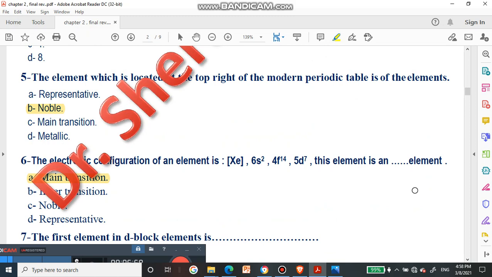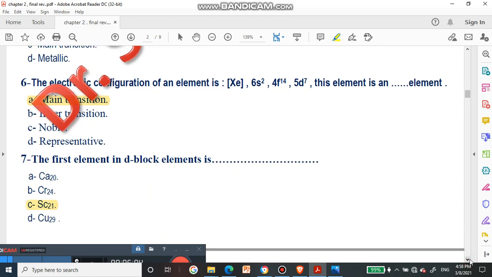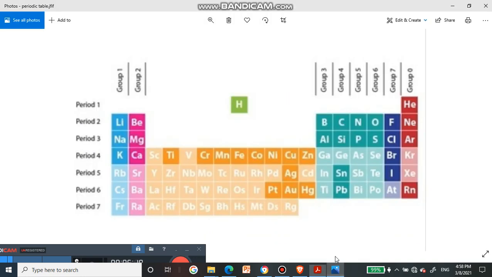Let's go to question number 6. The electronic configuration of an element is xenon 6s2, 4f14 and 5d7. This element is what kind of element? We have ended with d and have 7 electrons in 5d. Okay, we have examples here.